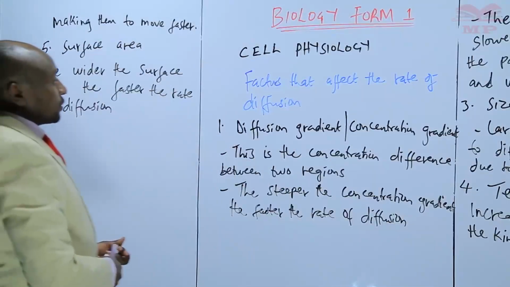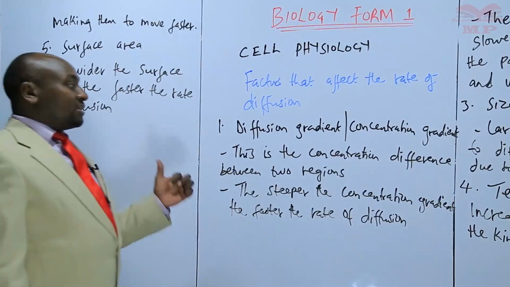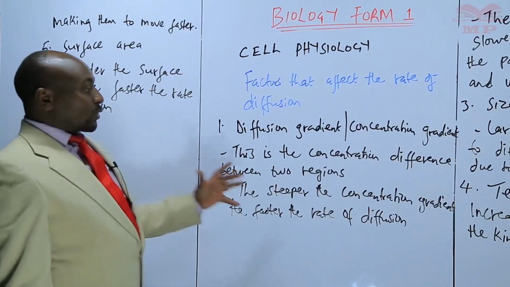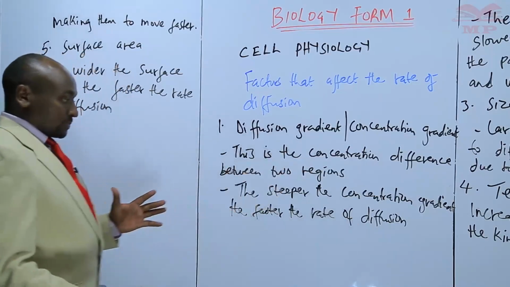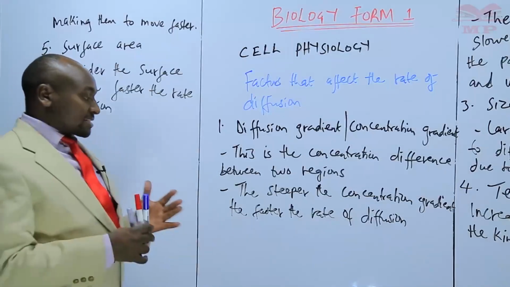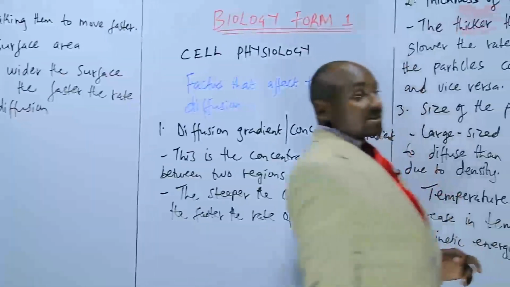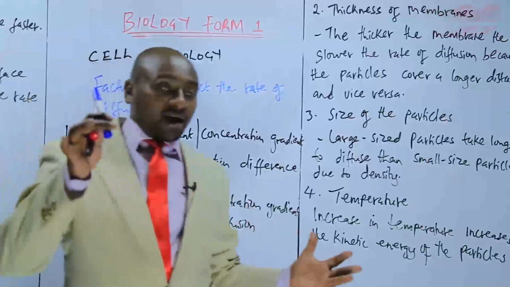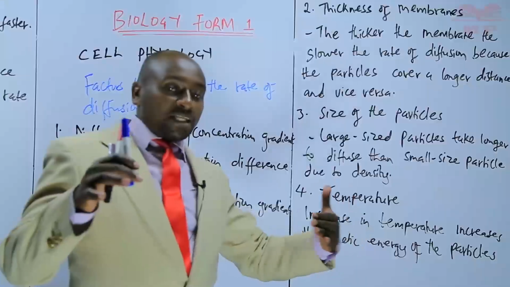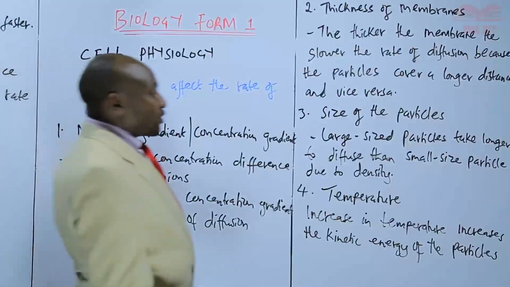So today we have learnt about the factors that affect the rate of diffusion. We have seen the diffusion gradient or the concentration gradient, which we have said is the concentration difference between two regions. And the steeper the difference or the wider the difference, the faster the rate of diffusion. Then we have also seen the thickness of membranes. Some membranes are very thick, and therefore the diffusion of the particles is slow because the particles are covering a long distance.